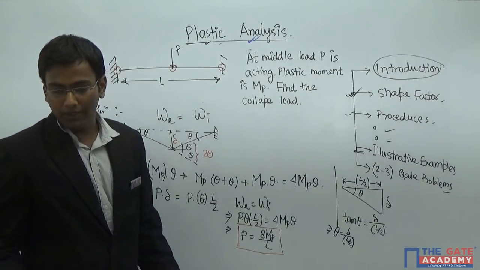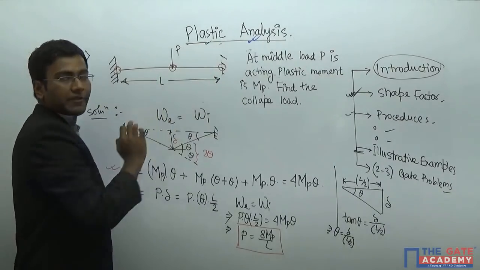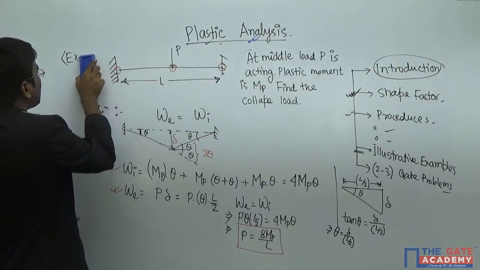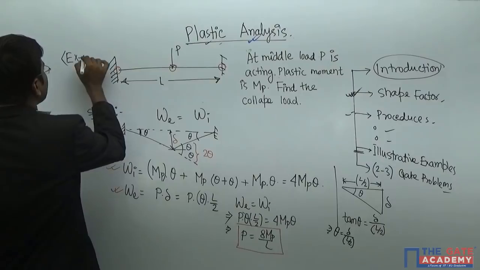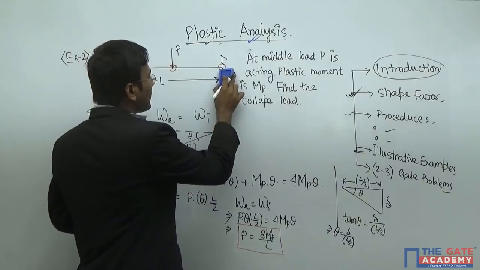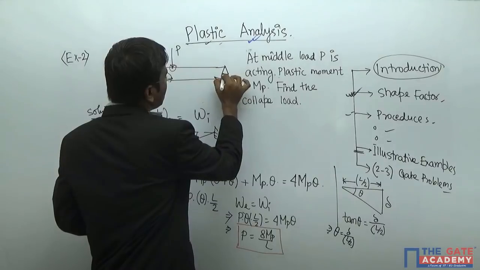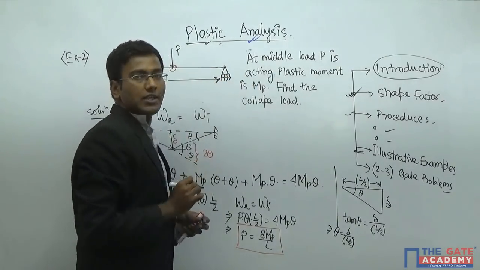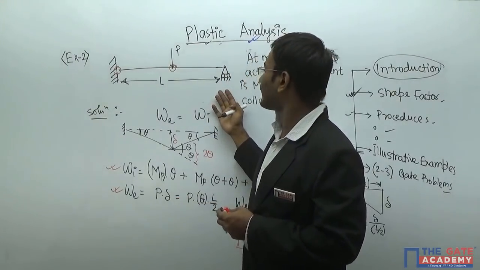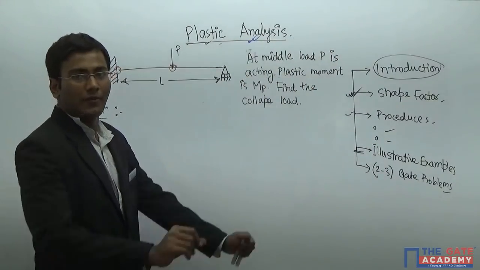Now this is a simple problem for a fixed beam. You can see both the ends are fixed. So this is a fixed beam. Now just go to another example, example 2. Now make this portion a roller. Only a simple change: I have made this fixed side a roller. Now we have to find the collapse load.